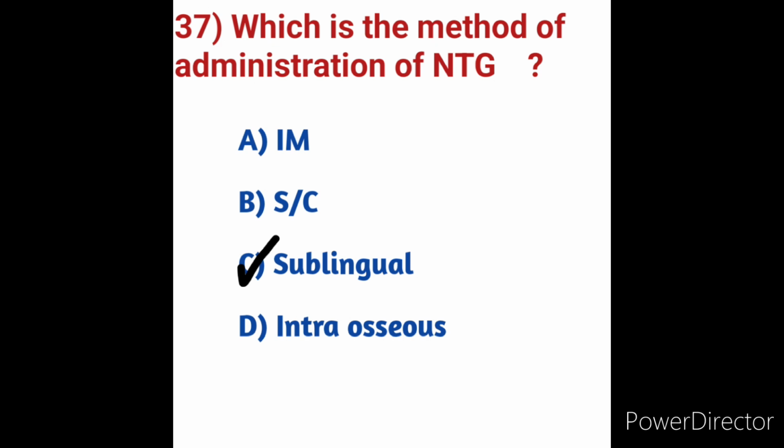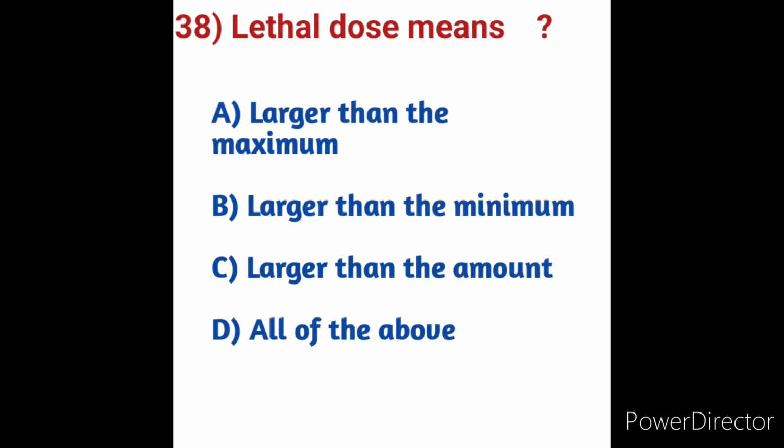Next we will move on to question number 38. Lethal dose, what is meant by lethal dose? We will see the options here. Option A, larger than maximum. Option B, larger than minimum. Option C, larger than the amount. Option D, all of the above.